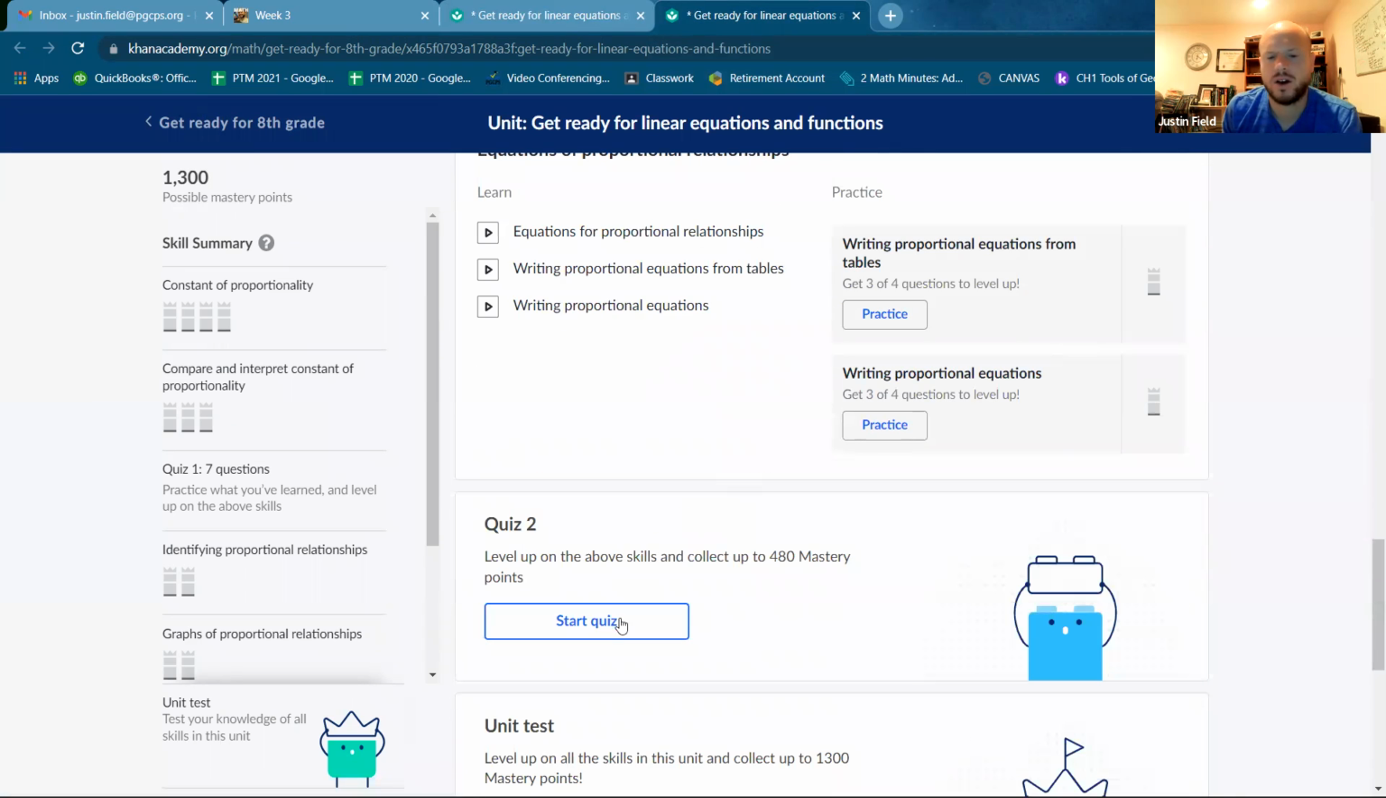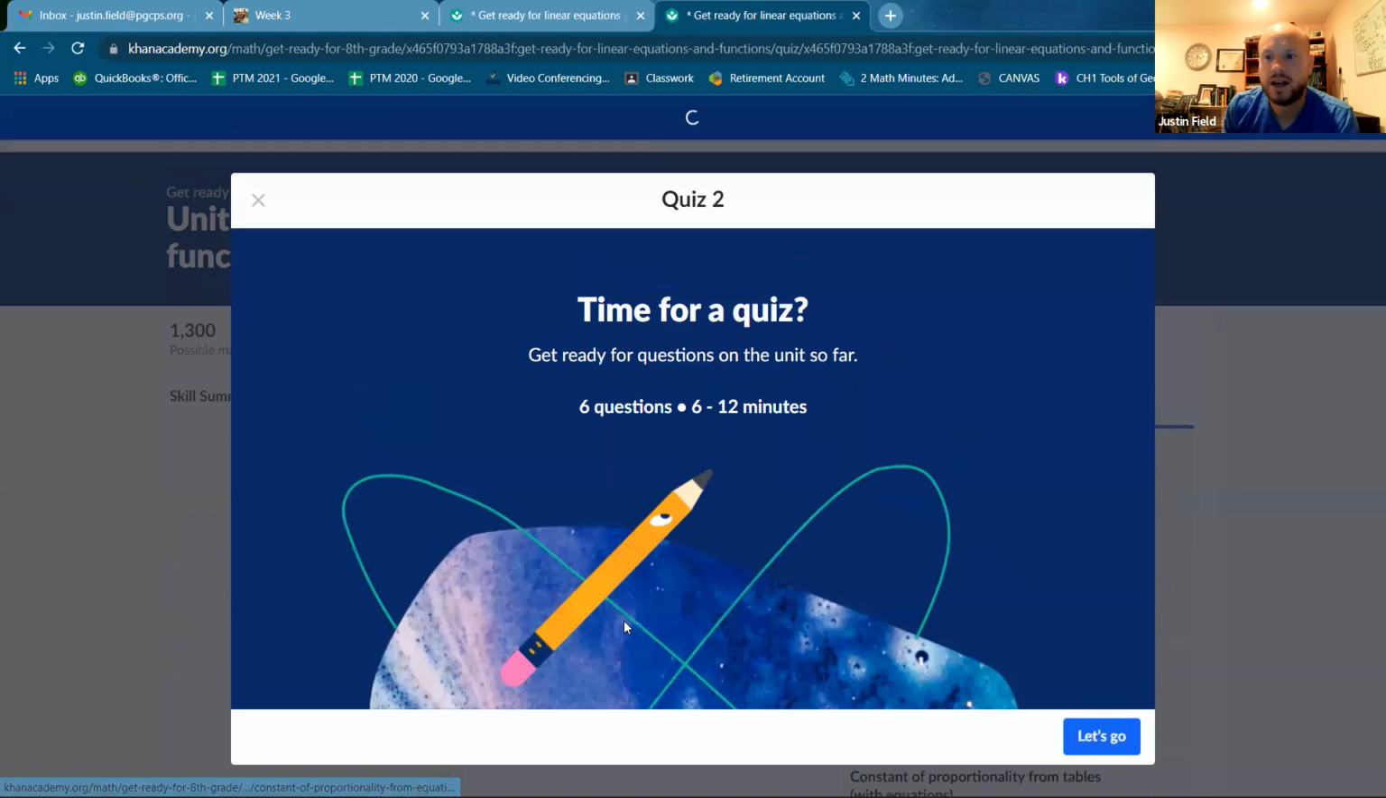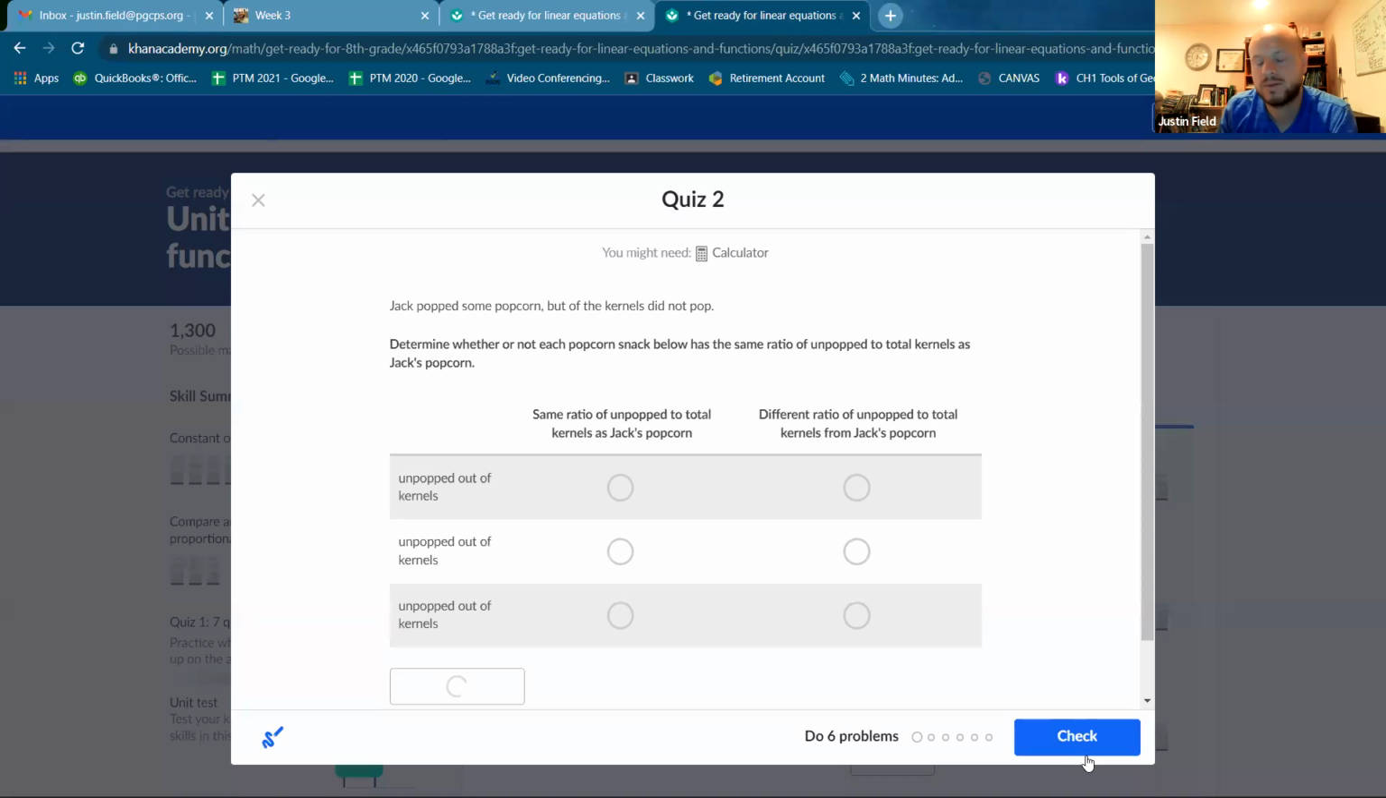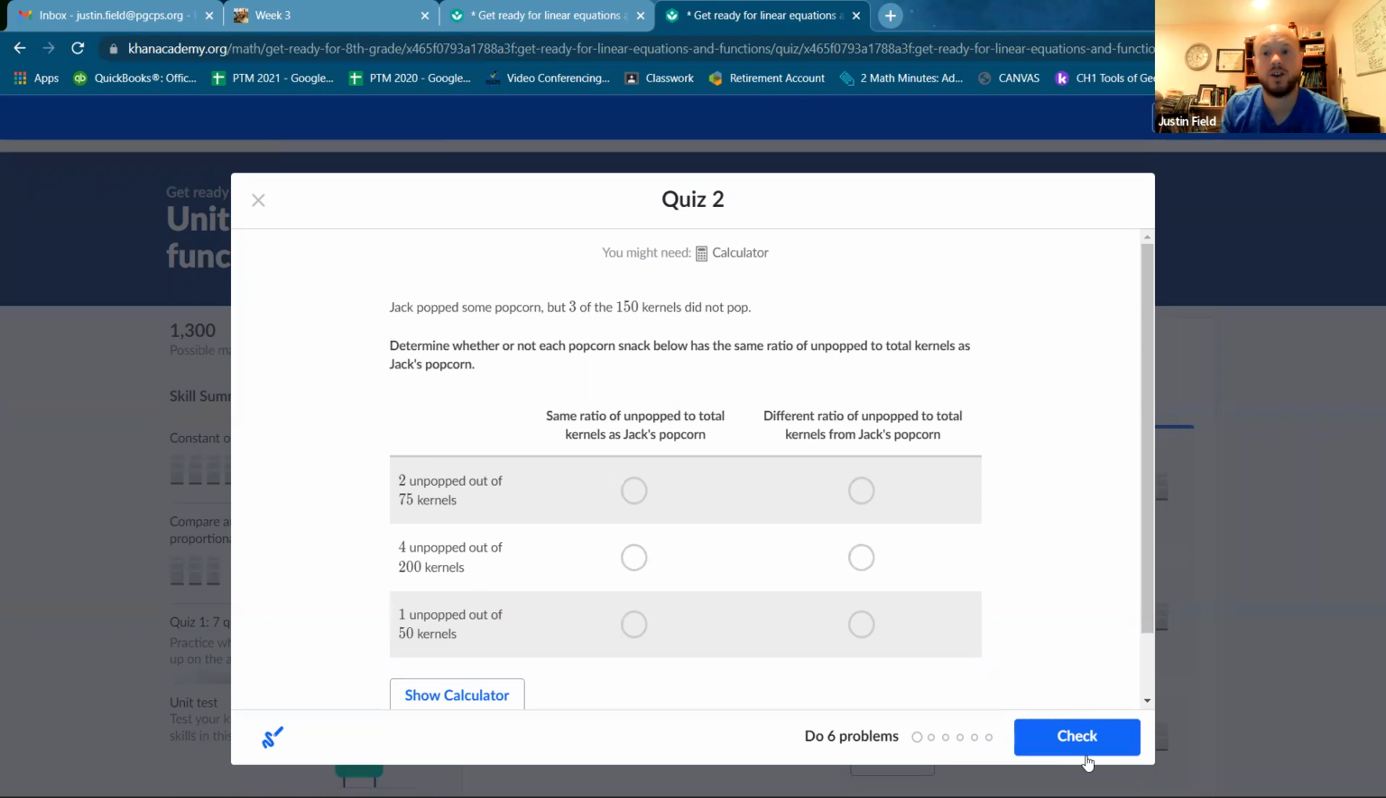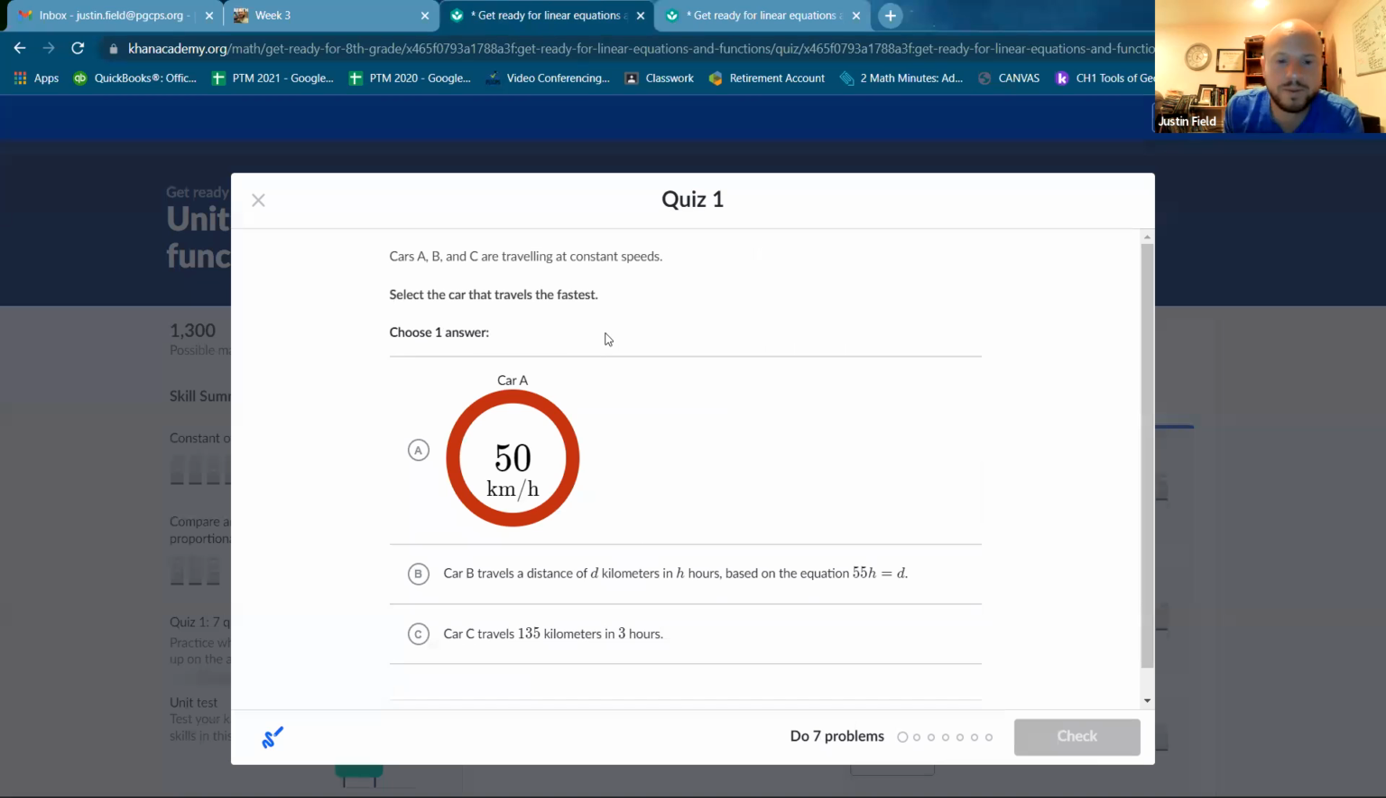If you feel like, oh, yeah, I do know it, this is too easy, then go to the Getting Ready for Algebra 1 class, and that will be things you should have learned from Math 8 about the same subject. Although some of the things you do in Math 8, you will not do in Algebra 1, you'll do in geometry. But this is an Algebra 1 thing. Okay, so let's get started with quiz 1.